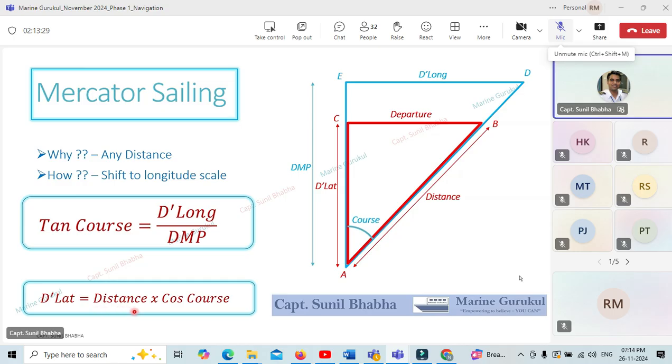Now, since we are using the plain sailing formula, how do we obtain a more accurate distance? A more accurate distance is obtained because the course which we have used in this formula is obtained from the Mercator formula, not from the plain sailing formula, and this course is a more accurate course. When you use a more accurate course, the same formula gives you a more accurate distance.